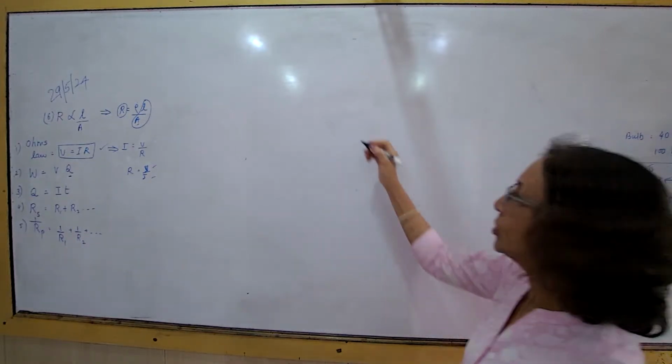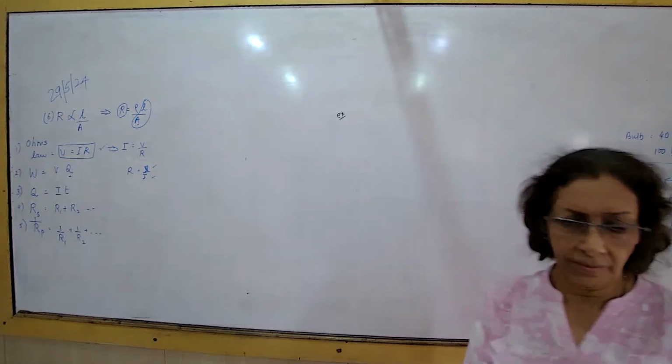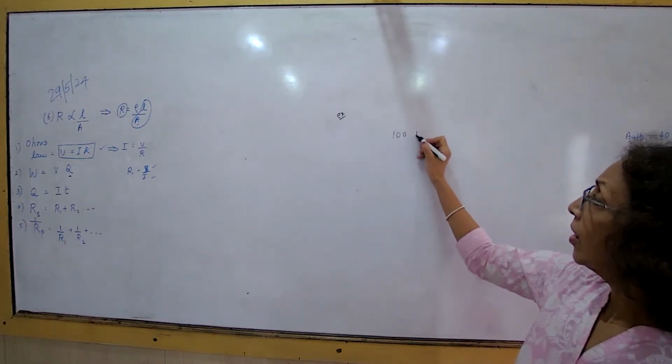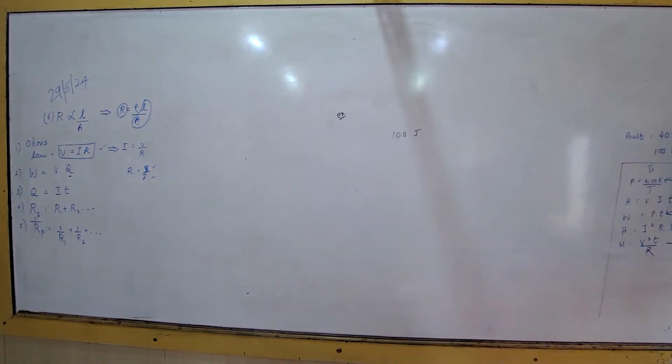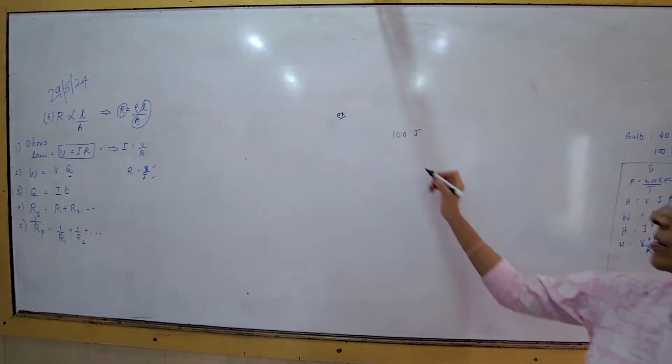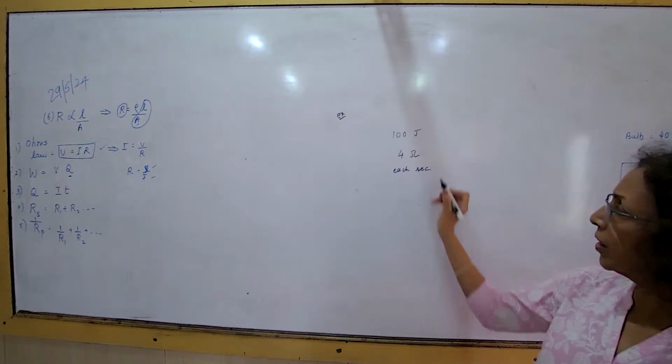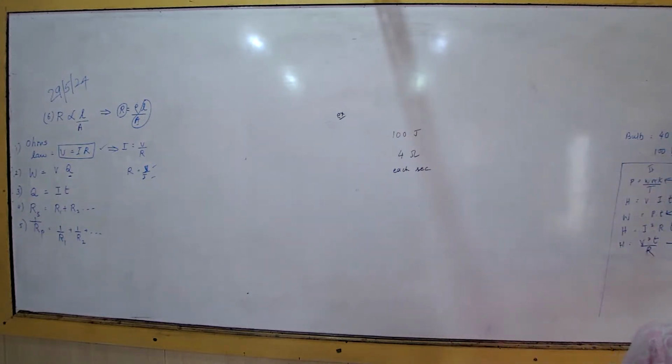Okay, let's do the next example sum. Once again, try not to look at the answers. Next one. 100 joules, 100 J is given. Of heat is produced each second. So time is also known, in a 4 ohm resistance. Find the potential difference.